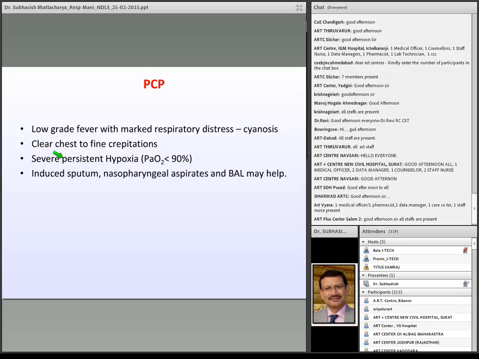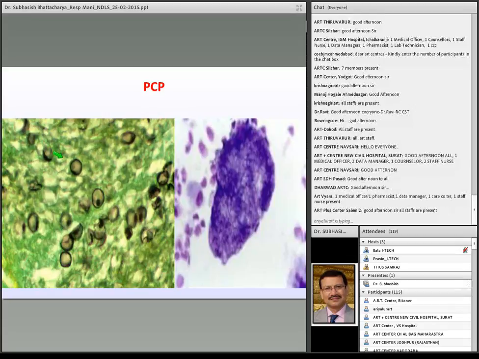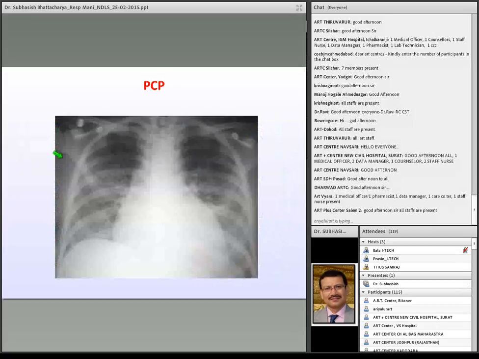Induced sputum, nasopharyngeal aspirate and bronchoalveolar lavage may help to diagnose this condition. So this fungal organism is seen in bronchoalveolar lavage from a child with Pneumocystis carinii pneumonia. And this is a typical clinical presentation at the beginning of PCP, and that is the reason many of the time PCP is misdiagnosed. But initially there may be mild infiltrate.